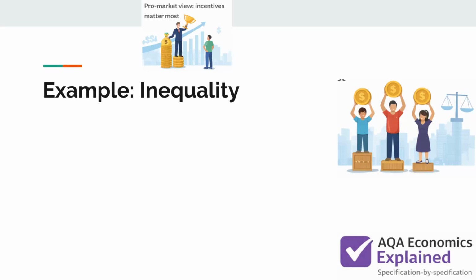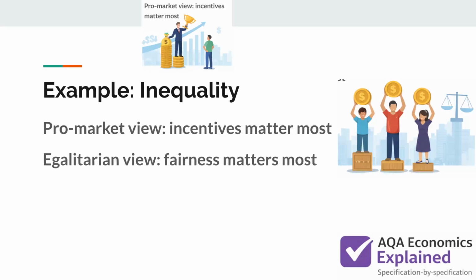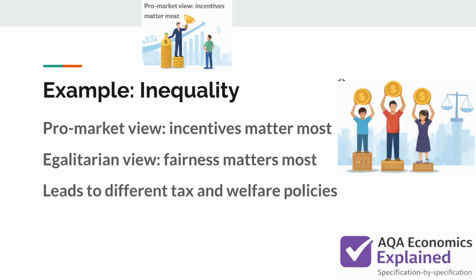Let's make this concrete. Take income inequality. One economist might say, high inequality is acceptable if it encourages hard work. Another might say, high inequality is unfair and harms social cohesion. Same facts. Different value judgments. That leads to different policies. Higher taxes and welfare, or lower taxes and fewer transfers. Neither is objectively correct. They reflect different values.